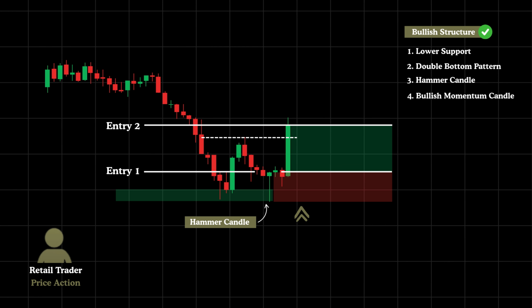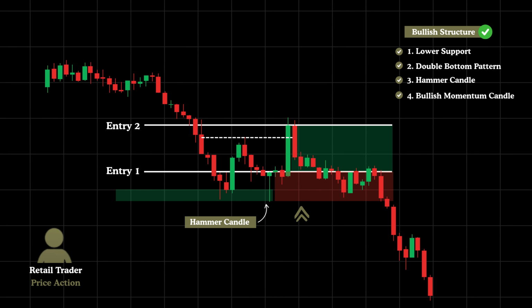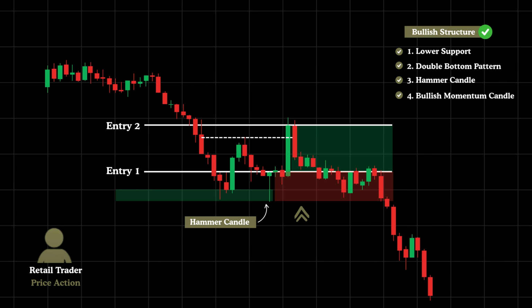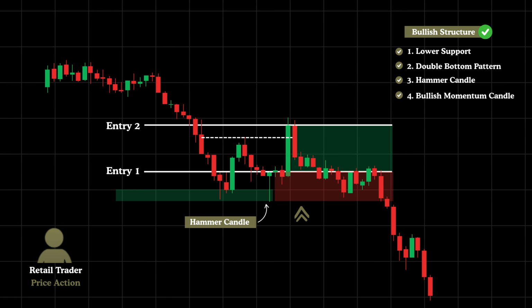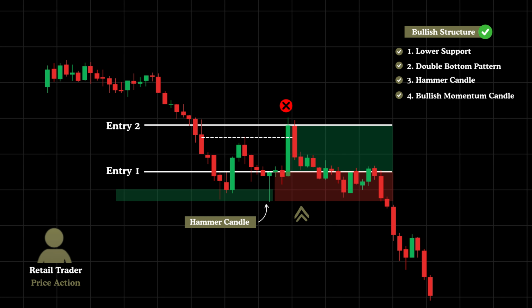However, shortly after, the price breaks below the support level and drops past the previous swing low rapidly, resulting in losses for those retail traders. If you had understood the concept of inducement from the smart money framework in this scenario, you could have avoided falling into this trap. Let's discuss how.